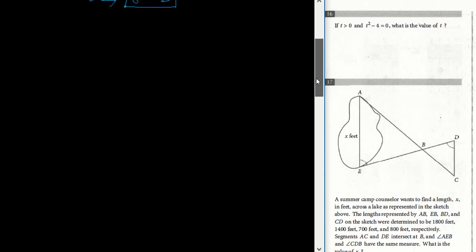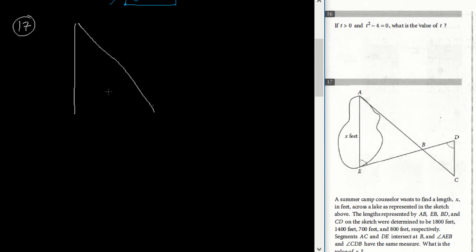Okay, so let's go on to problem 17. In problem 17, I'm just going to draw out this diagram for us really quickly. So we have A, B, C, D, and E. We have X feet over here. We're told that a camp counselor wants to find this length X, in feet, across a lake represented in the sketch above. We're actually given the values of these lengths.